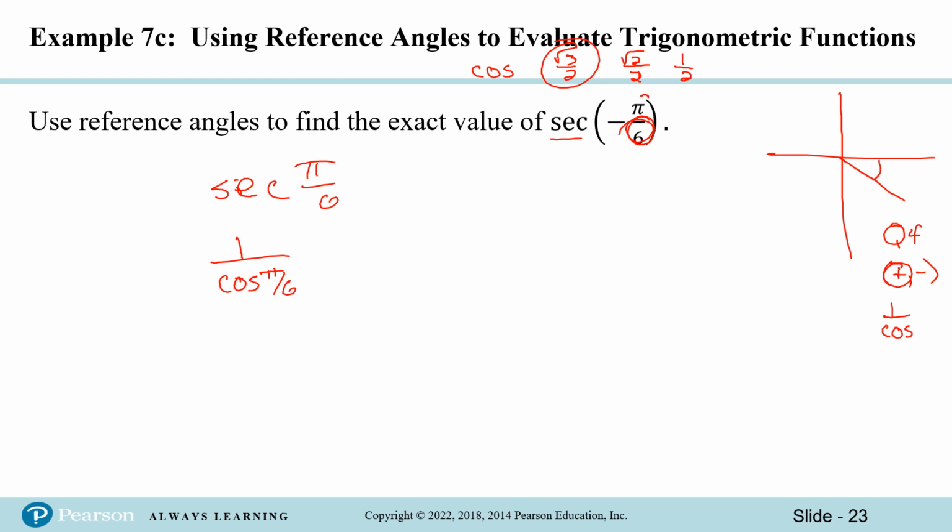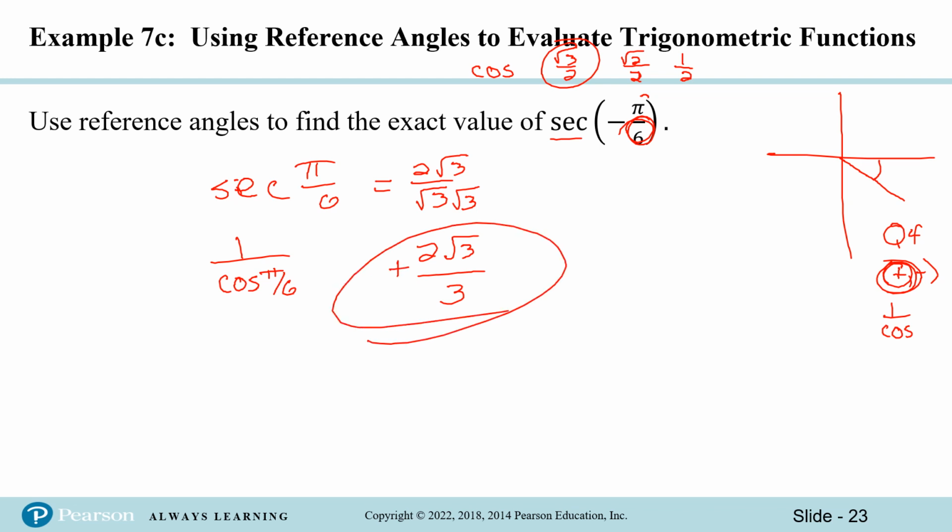So this is the reciprocal of that, so 2 over the square root of 3. Rationalize the denominator, and we get 2 square root of 3 over 3. And once again, we already said that it has to be positive. So secant of negative pi over 6 is a positive 2 square root of 3 over 3.